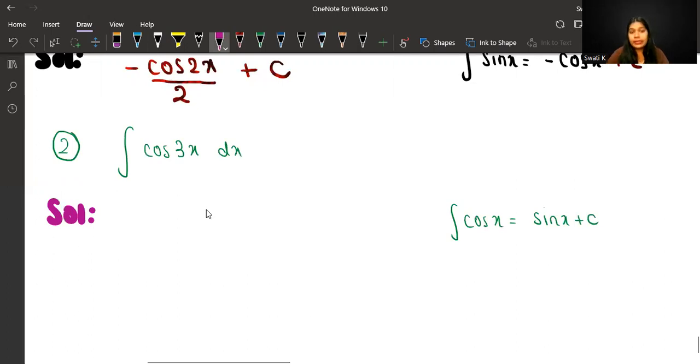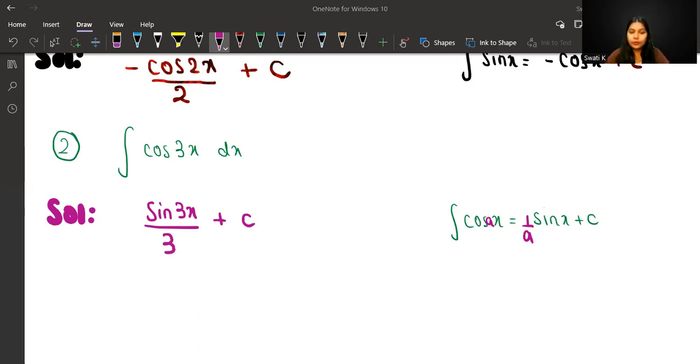the integration of cos 3x. Using the formula, it becomes sin 3x. Again, we have another function, 3x. So if you just do the integration of that particular part, this will become division by 3. It is like, if I just write down here cos ax, it will become sin x upon a, right? It's like 1 upon a sin x plus c. So using that, it will become sin 3x upon 3 plus c. So this is the answer for the second question.